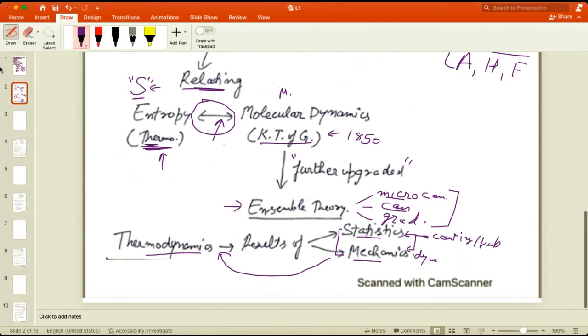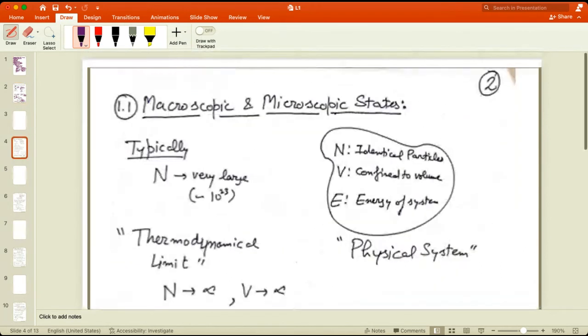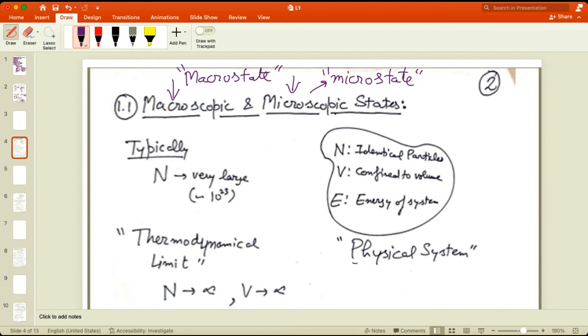So let me quickly go to this. Now I'm interested in defining these two terms: one is called macroscopic states, or macrostate, and another is microstates. I'll tell you what is the meaning of a macrostate. What do you mean by this? Just to understand this, let's have some physical scenario. I'm having a physical system.